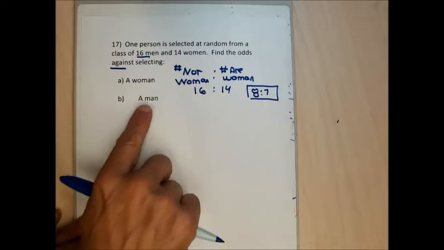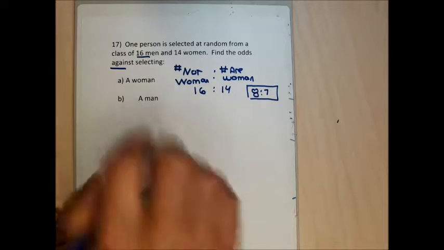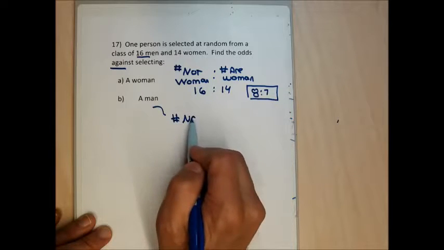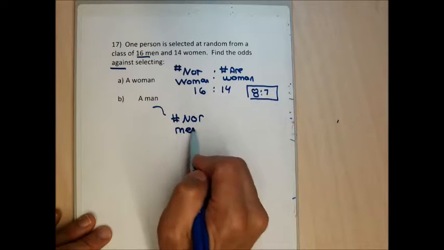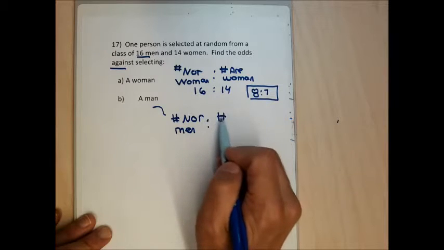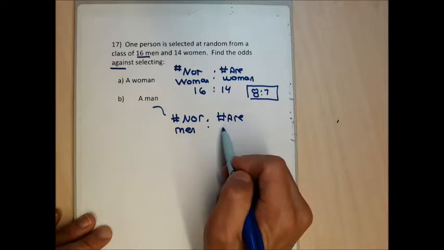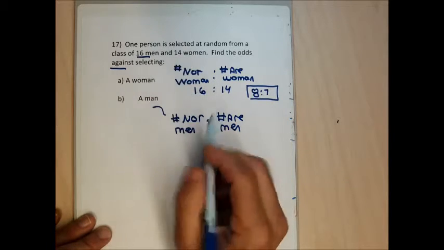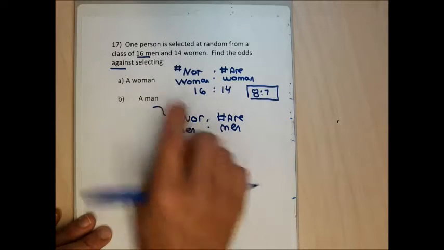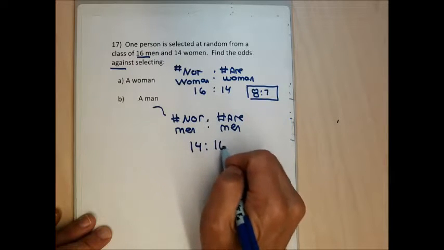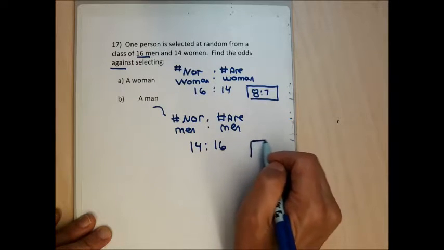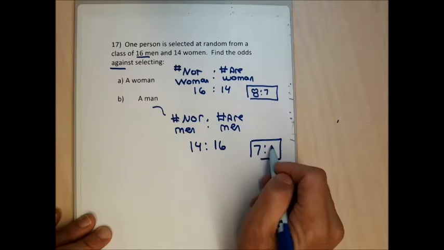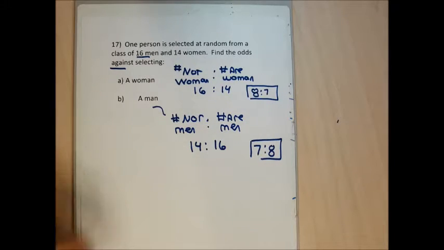a woman. For the odds against selecting a man, I'm going to do for part B, put number that are not men first, followed by the number that are men second, and the number that are not men are the 14 women. The number that are men are the 16 men. And then I'm going to reduce this by 2. 14 divided by 2 is 7. 16 divided by 2 is 8. And my answer for part B would be 7 to 8.